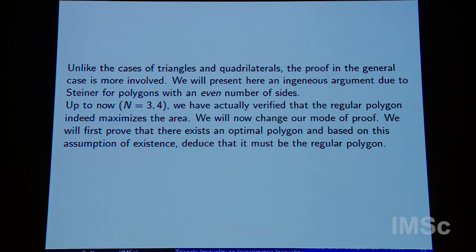Up to now, we have to change our tactics a bit. Up to now, with the triangles and quadrilaterals, I directly produced the maximal element and proved that it is maximum. I showed that the equilateral triangle is maximal. I showed the square is maximal. Now I cannot do that. So this optimization is always a two-step process. First, we have to show that there is an optimal solution. And secondly, we have to identify that optimal solution.